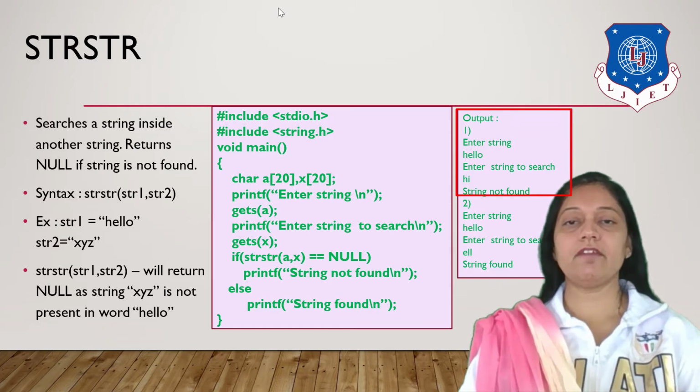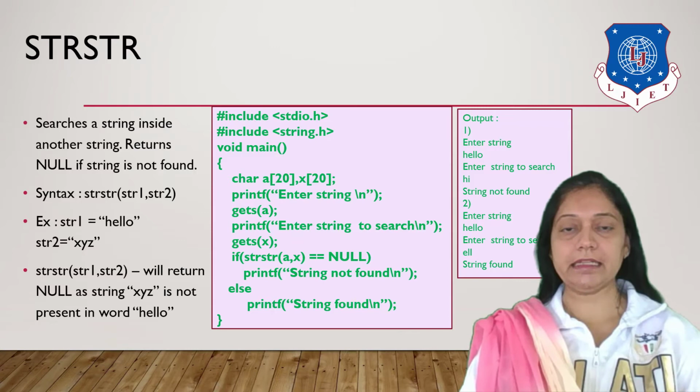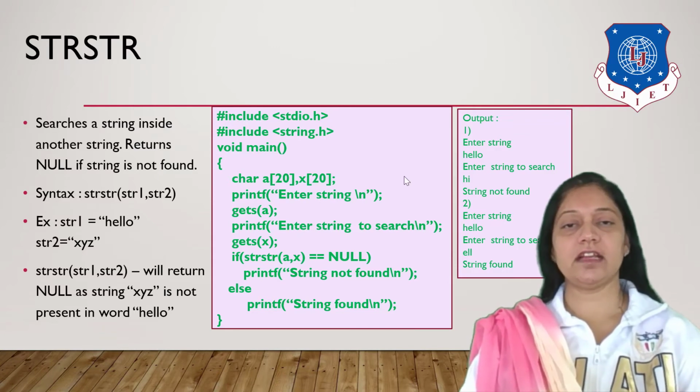In the first case, in A I've entered hello, in X I've entered hi. Now hi is not present in hello, so I'll get the output as string not found. In the second case, in A I've entered the string hello, in X I've entered the string ell. Now ell is exactly present in the word hello, so I'll not get null. Since I'm not going to get null, it will go to the else part and then I'll get the output as string found. So you can test the output with different values in A and X and check the result.